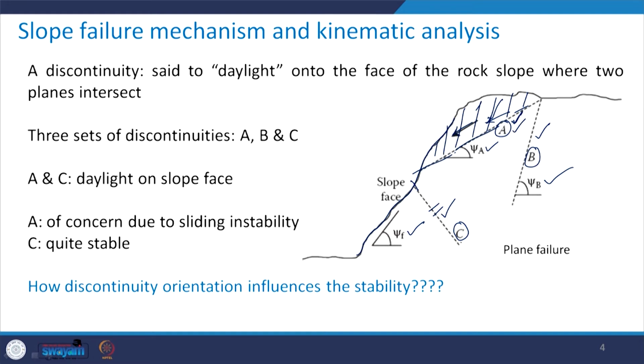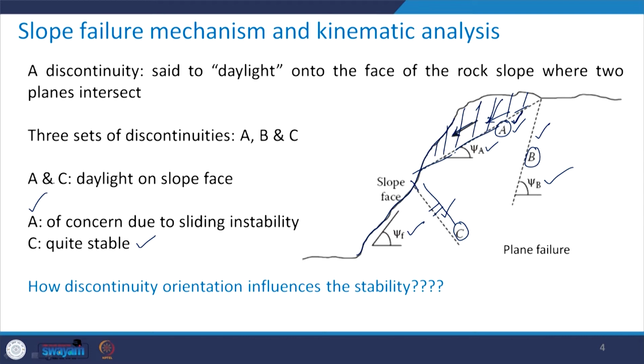As far as the discontinuity C is concerned, it is quite stable, because although it is daylighting the slope face, you see the orientation of this discontinuity, which is like this. So, this will not have any harm to the stability of the slope. So, we can say that this discontinuity C is quite stable. As far as the sliding instability of this slope face is concerned, this discontinuity A is crucial.